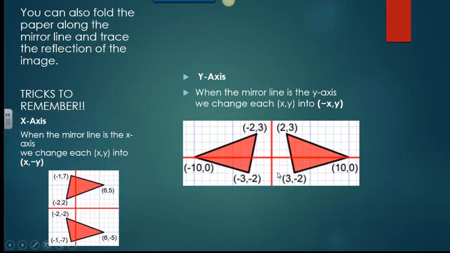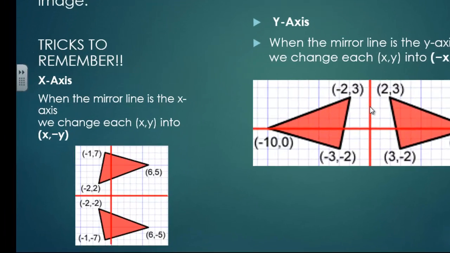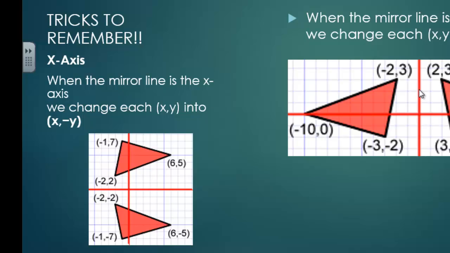You can also fold paper along the mirror line and then trace the reflection on the image. It's not as accurate because you may not get your fold directly on the line, but sometimes if you've got a wonky mirror line that goes through the center of a quadrant, maybe then paper folding might be your best option. But there's a couple of tricks to remember when you're going over the axes themselves.